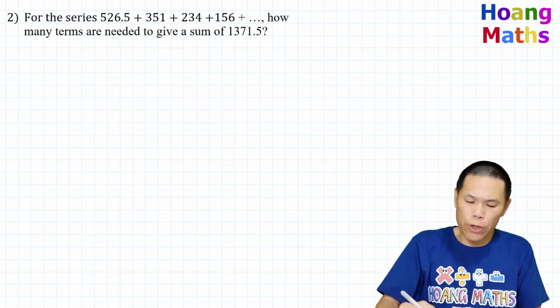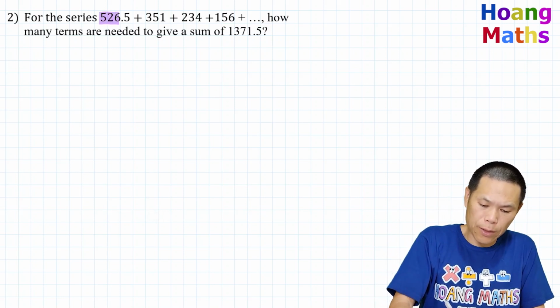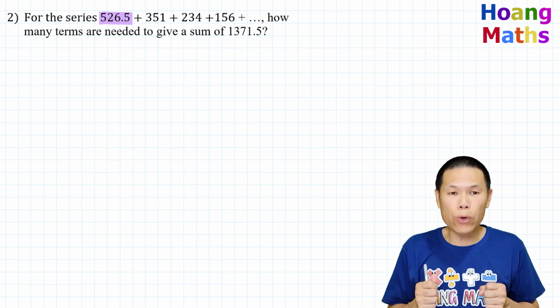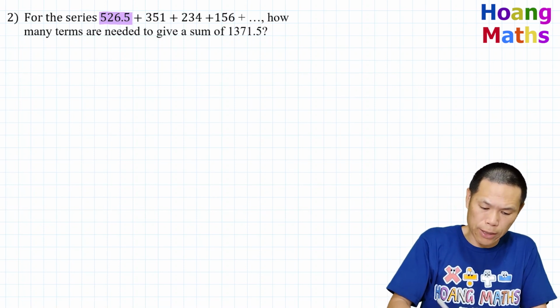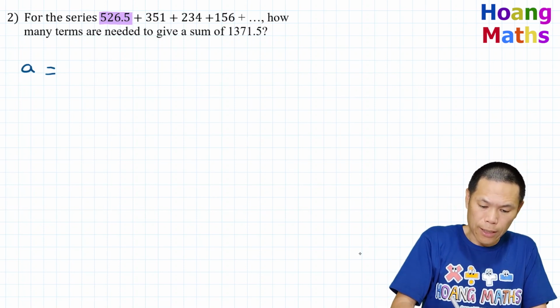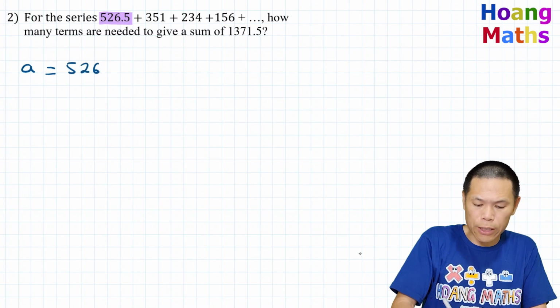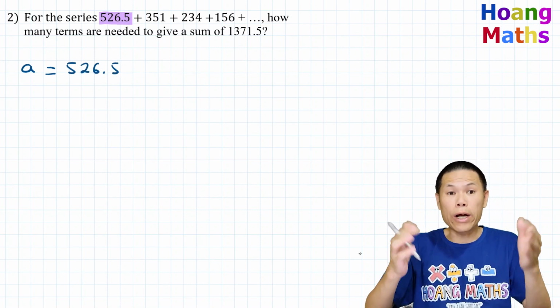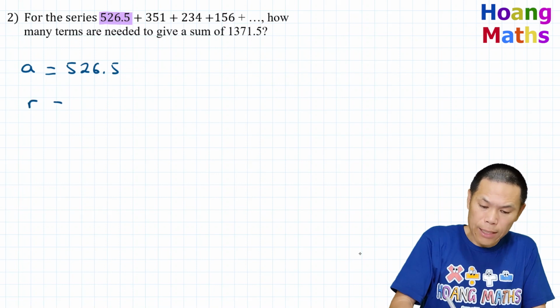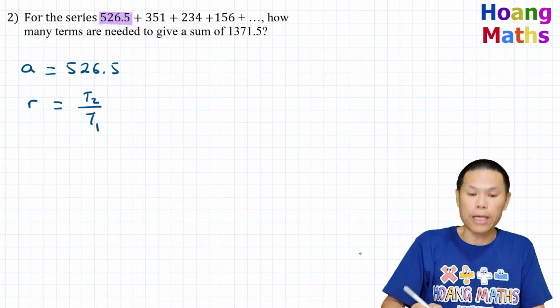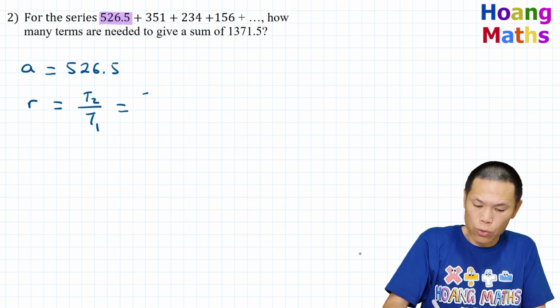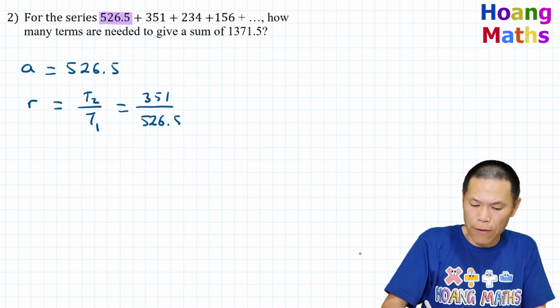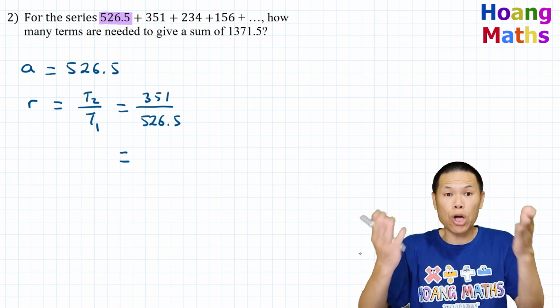So first of all, we know that the first term is 526.5. Let me just write this down. So a is 526.5, and to work out the common ratio, r, let's just use term 2 over term 1. And term 2 is 351, and term 1 is equal to 526.5.